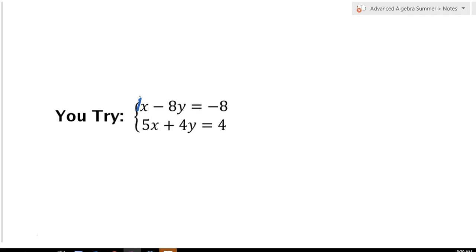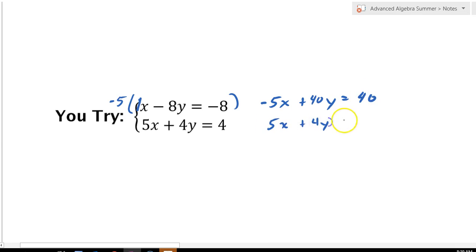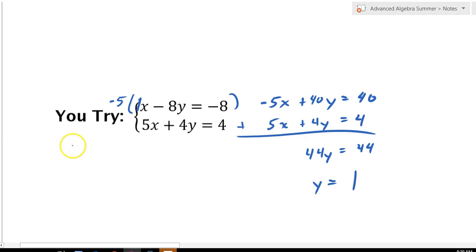But let's say we don't know that by hand. I'm just going to cancel my x's. So I have a 1 and a 5, right? So this means I can multiply the top one by negative 5 to get my x's to cancel. So that'd be negative 5x plus 40y. So negative negative equals 40. And my bottom I'm going to leave the same because I didn't do anything to it. So when I add, my x's cancel, I get 44y is equal to 44. I divide both sides by 44 and get y equals 1.